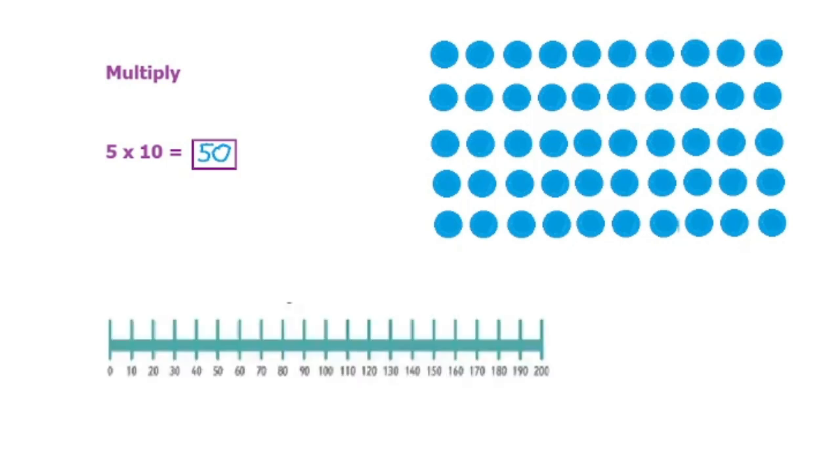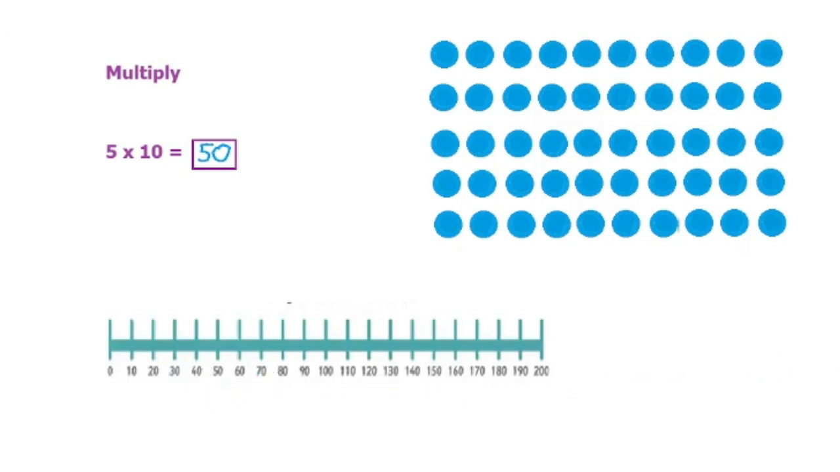Another way to do this problem is to use a number line that skip counts by 10. So you could see here that this number line skip counts by 10. So 0, 10, 20, 30, 40, 50, 60, 70, 80.